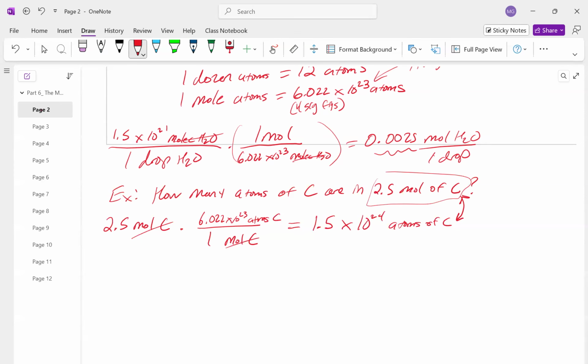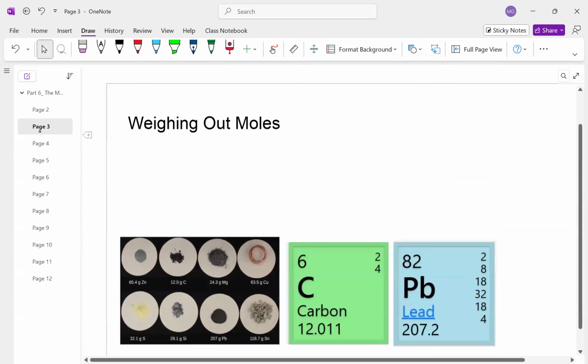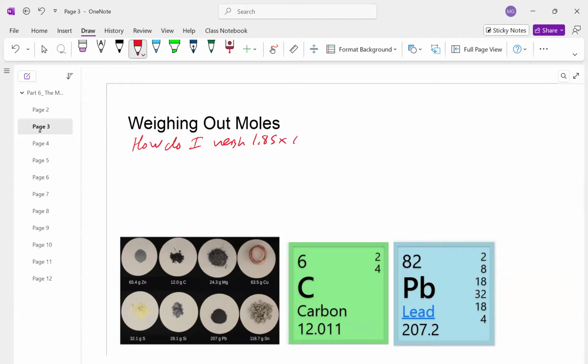So with that in mind, let's talk about how we weigh out moles. Let me put this into context here. How can I weigh out 1.85 times 10 to the 24th atoms of copper?